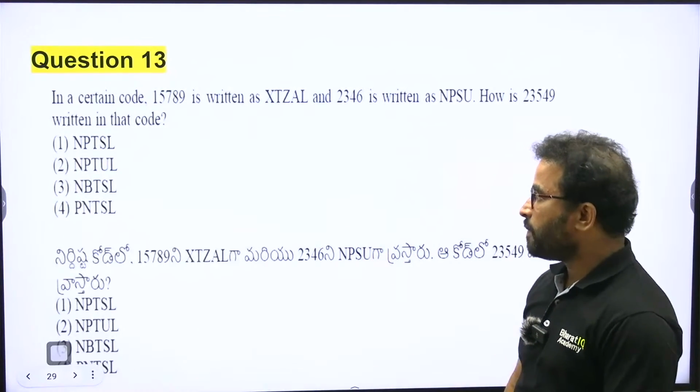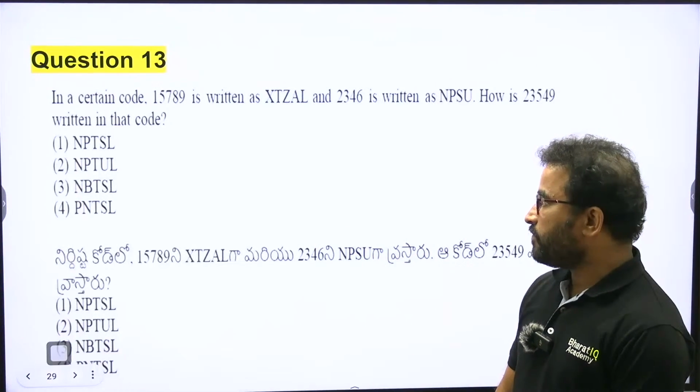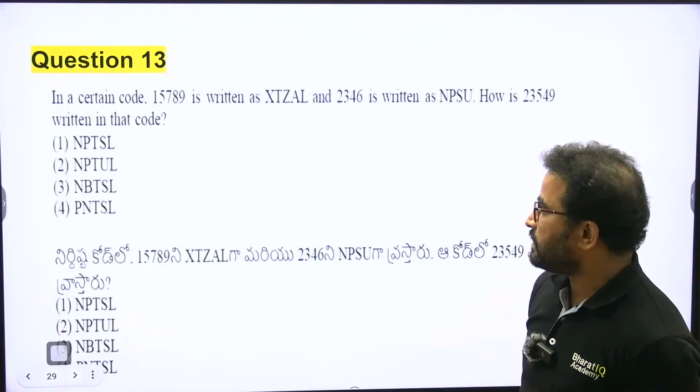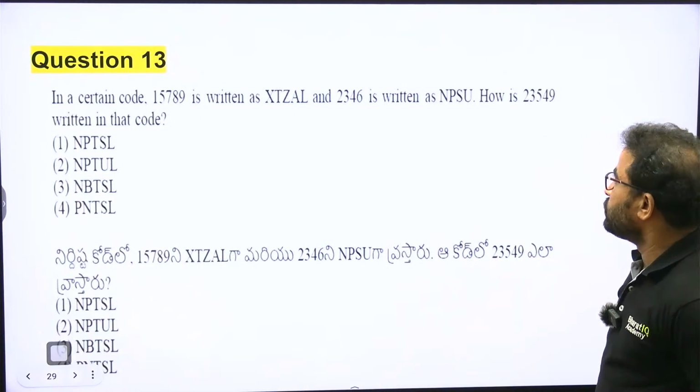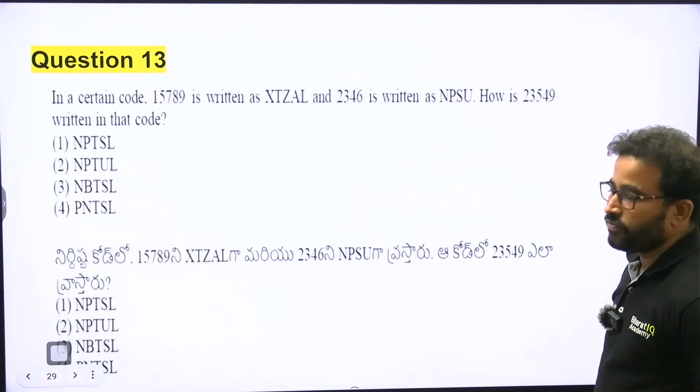Next one, look at this one. In a certain code language, 15789 is coded as XTZAL. Next, 2346 is coded as NPSU. What is the code for 23549?